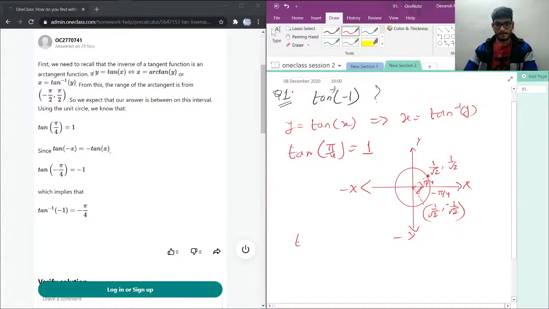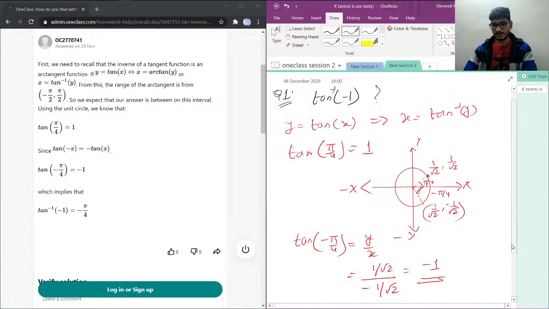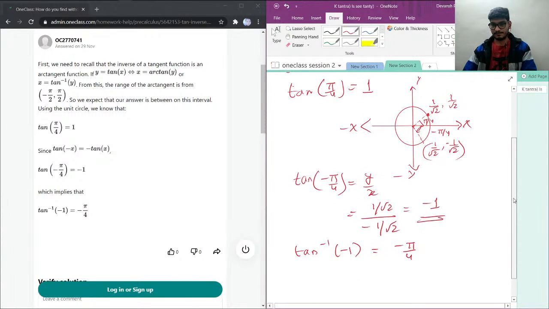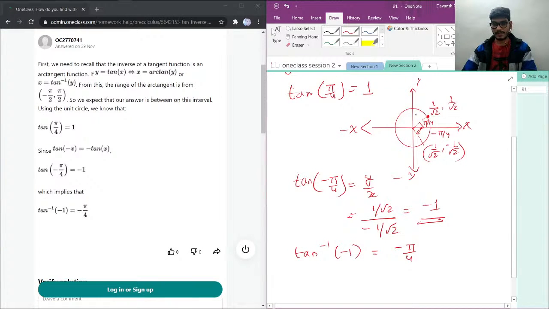Now if I take tangent of negative pi by 4, this will be y by x, which is negative of 1 over root 2 divided by 1 over root 2, and this will be equal to negative 1. So basically it states that tangent inverse of negative 1 is negative pi over 4.